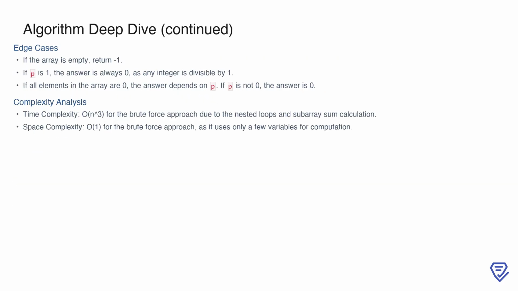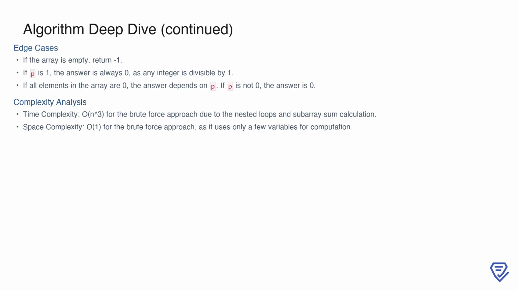Finally, we need to consider edge cases to ensure the algorithm handles all scenarios correctly. If the array is empty, there are no elements to sum, so the algorithm should return -1. Another important edge case is when p equals 1. Since any integer is divisible by 1, the answer in this case is always 0, as no subarray needs to be removed. If all elements in the array are 0, the answer depends on the value of p. If p is not 0, then the total sum of the array is already divisible by p, and the answer is 0.